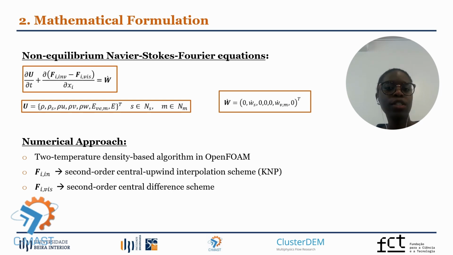So, to model this non-equilibrium, the non-equilibrium Navier-Stokes-Fourier equations are solved according to Park's two-temperature model. That is, the translational and rotational energy modes are considered to be in equilibrium, deriving the transrotational temperature. And the vibrational and electronic energy modes are considered to be in equilibrium, deriving the vibroelectronic temperature.